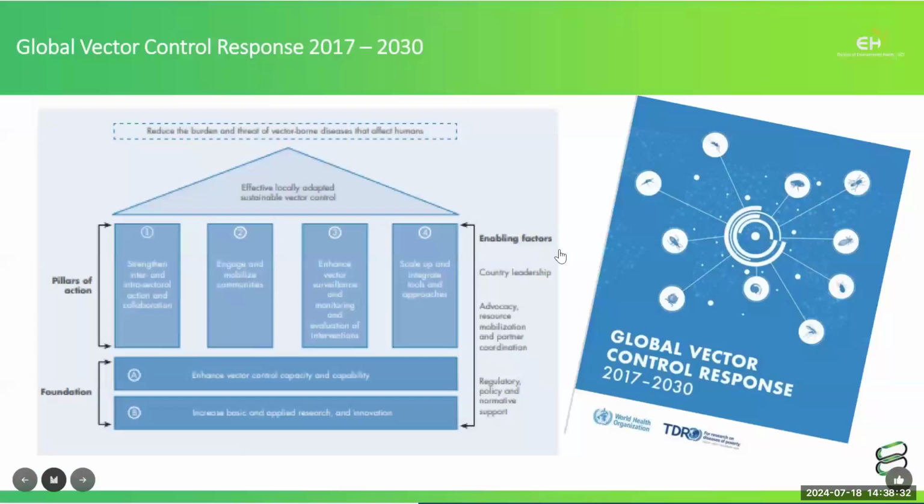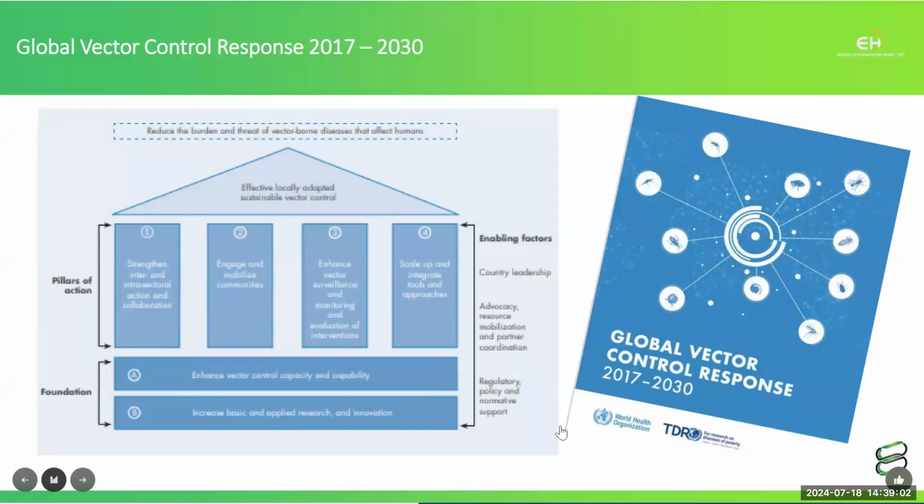Next slide. Thank you. My sincere apology again for the blurred slide, but just to say that we ascribe, as any other regional body, to the international norms. And here I'm just showing the global vector control response strategy that really speaks to most of the issues that either as a region or countries we ascribe to.